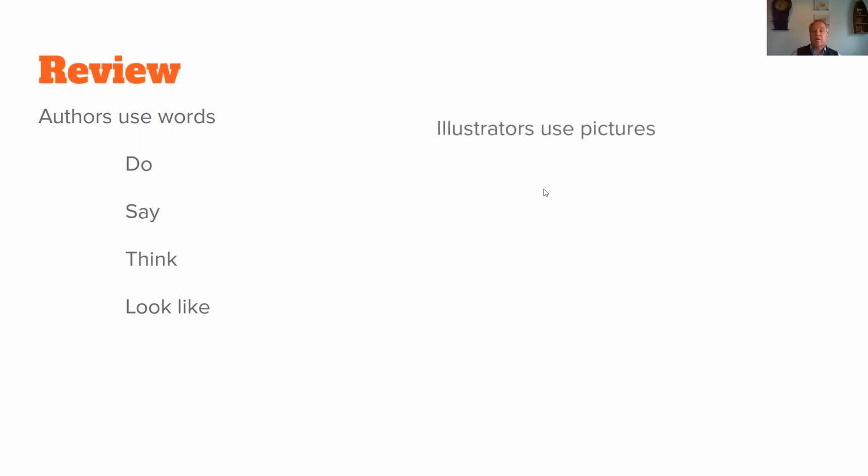All right, the author uses some pictures, and those pictures are going to describe what the characters do and sometimes even what they think. The illustrator did a great job of showing us what Hank was feeling by drawing his face, and of course the illustrator is going to give us an idea of what the character looks like. All right.